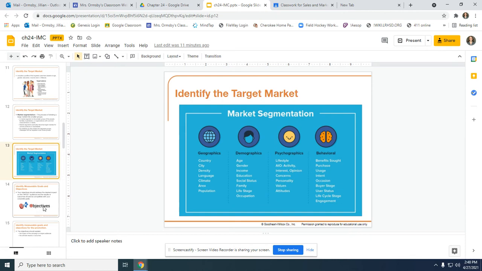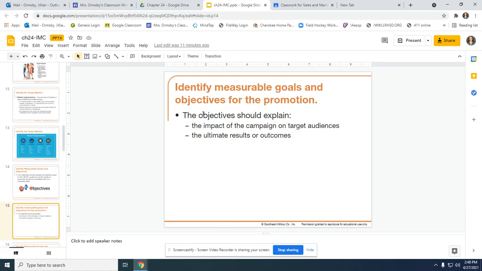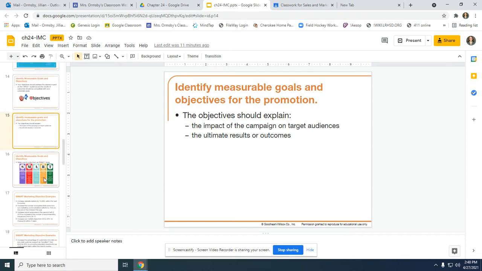Now, the next thing that we need to do in our campaign is we need to identify measurable goals and objectives. Your objectives should address the desired impact on the target audience, and the results or outcomes should be compatible with your ultimate corporate goals, which we talked about when we learned about branding. So, the objective should explain the impact of the campaign on the target audiences and the ultimate results on the outcomes. What I want you to do, however, when you're creating these objectives and these goals, is have them in the SMART format.